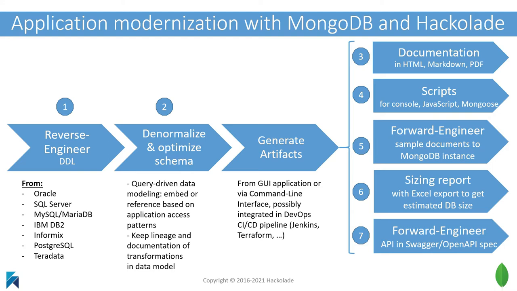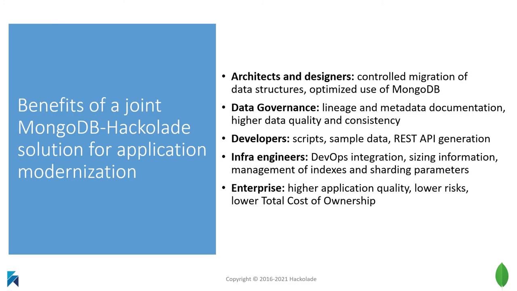1. We will reverse engineer the structure of a relational database using one of the popular dialects of SQL. 2. We will optimize the data model through denormalization, making sure to analyze access patterns of the application and design the schema in a query-driven approach. 3. We will produce several artifacts for the different stakeholders of the application. The demo will illustrate the benefits of the joint solution put together by MongoDB and Hackolade to increase quality, lower risks, and lower total cost of ownership.